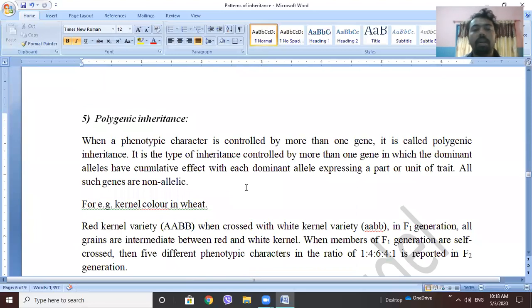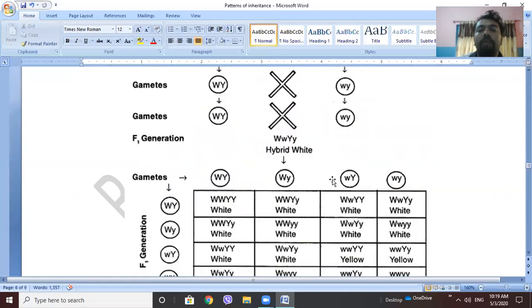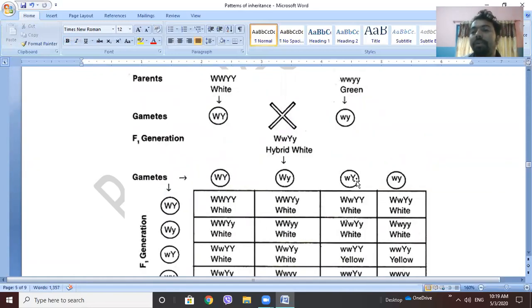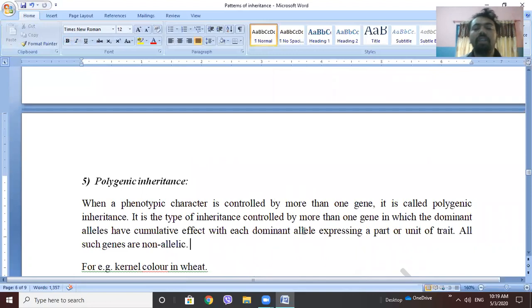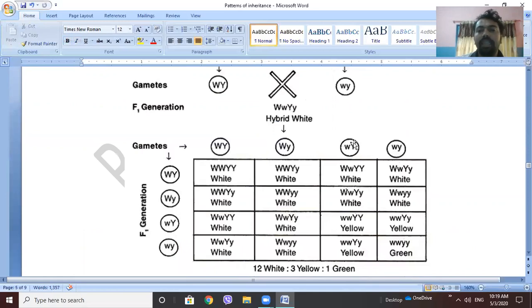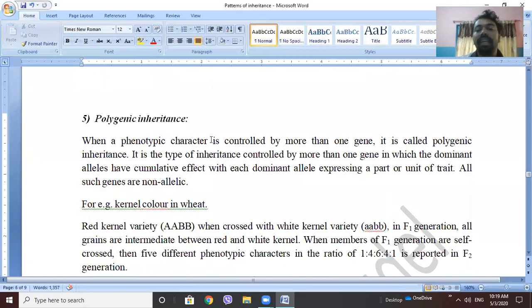Okay, so now let's talk about polygenic inheritance. So this is another case of interallelic interaction. If a phenotypic character is controlled by more than one gene, so now this was on the same chromosome where alleles have an effect, so it can be in other chromosomes also. The locus has to be different. Now the chromosome can be the same or different. So epistasis is for the same chromosome, and polygenic inheritance is in another or separate chromosome. So when more than one gene controls a trait, this is called polygenic inheritance.